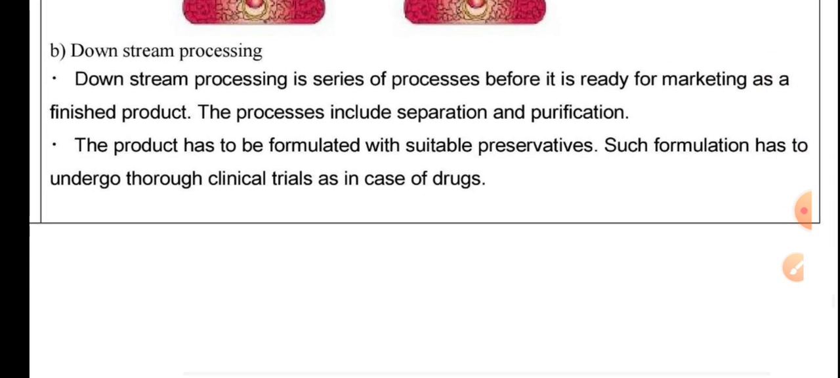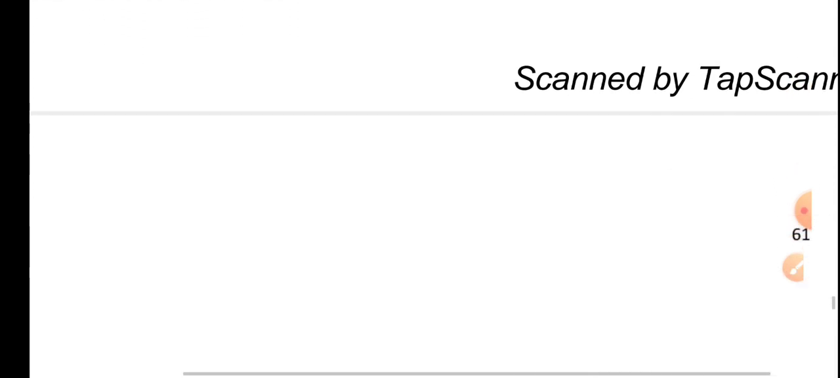Downstream processing is the series of processes before the product is ready for marketing as a finished product. The processes include separation and purification. The product has to be formulated with suitable preservatives. Such a formulation has to undergo clinical trials as in the case of drugs.